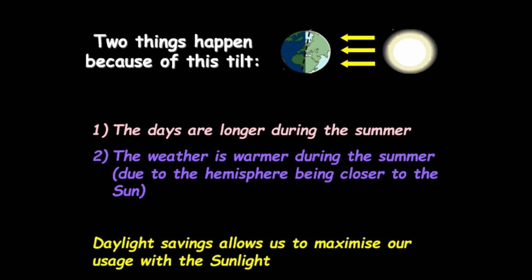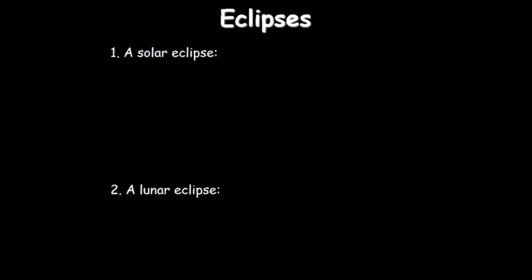So the question is, in Australia we have daylight savings. Why? Well, daylight savings allows us to maximise our usage of the sunlight. That's why our daytime is longer. Okay, and that's why at like 6 p.m. it's not pitch black, right? It feels like 3 o'clock at 6 o'clock in summer.